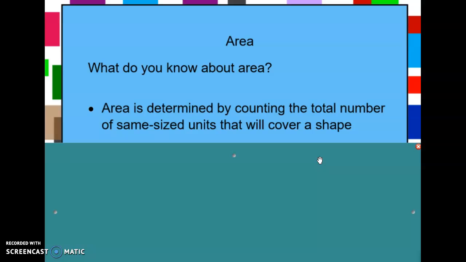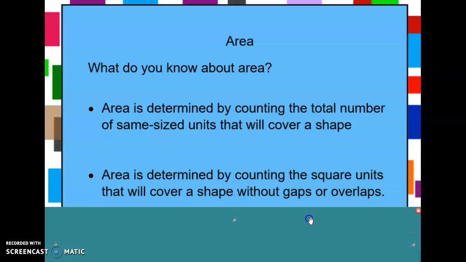We're going to count the total number of same-sized units that will cover a shape. There's a second piece to that. Area is also determined by counting the square units that will cover a shape without gaps or overlaps. So we're going to be counting squares, whether they're square centimeters, square inches, square miles, whatever. We're going to see how many square units it will take to cover a shape without having any gaps or overlapping any of our squares. So we're finding the area of rectangles today.